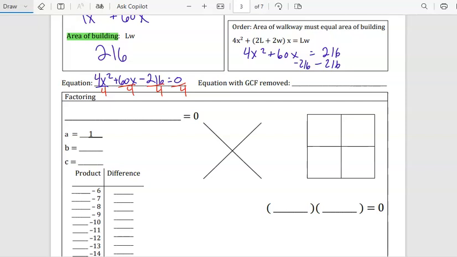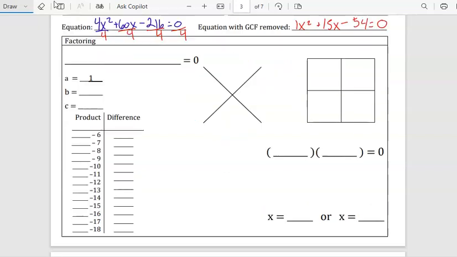And rewrite it. 4x squared divided by 4 is 1x squared. 60x divided by 4 is 15x. And negative 216 divided by 4 is negative 54. And 0 divided by 4 is 0. We'll rewrite that simplified equation down here: 1x squared plus 15x minus 54 equals 0.